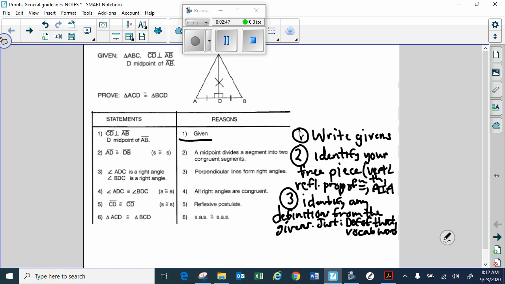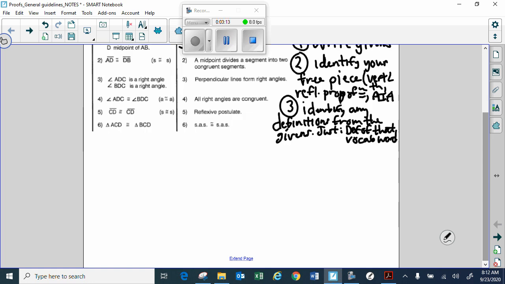Lastly, there might be one or two extra steps in there if it's a long proof, but this is generally what you are trying to prove. Actually, not lastly. Let's put in... I need to extend this page more. Okay, 4 would be triangle congruence.